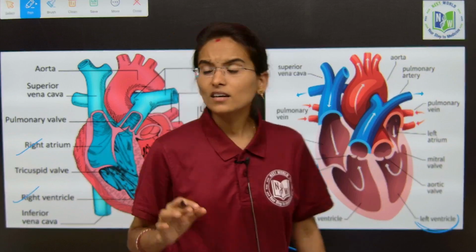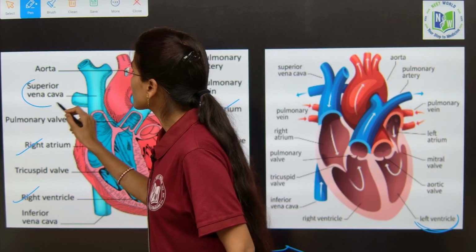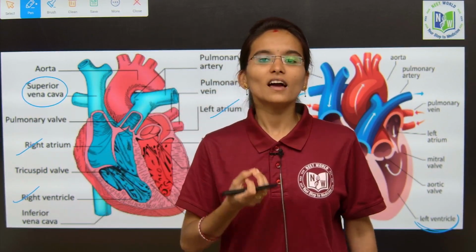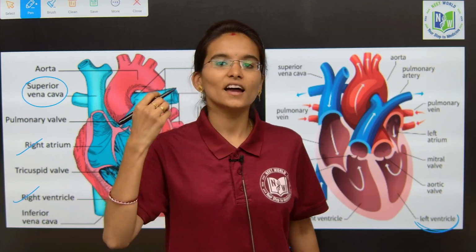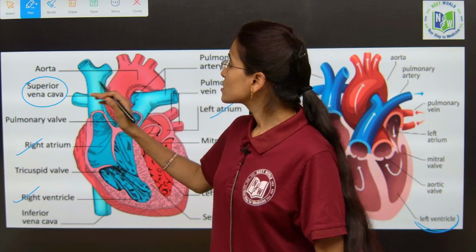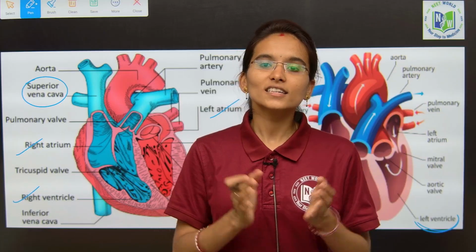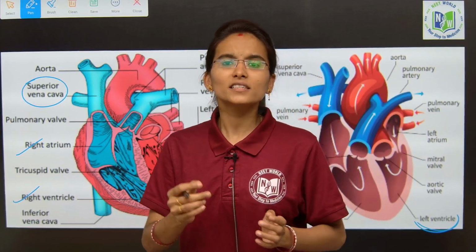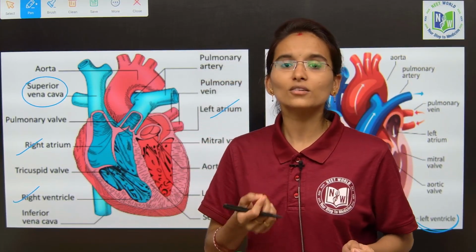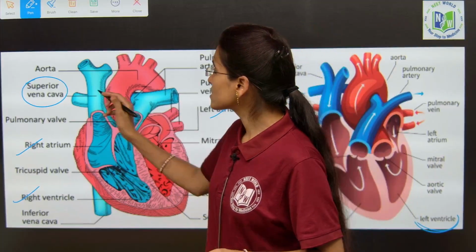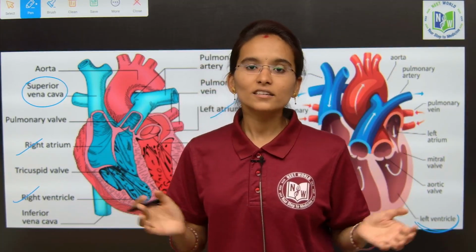Here the superior vena cava receives the blood from the anterior portions like the head, neck and shoulders. All the blood that the superior vena cava is receiving is deoxygenated blood, which means it is impure. It does not contain oxygen, it just contains carbon dioxide.